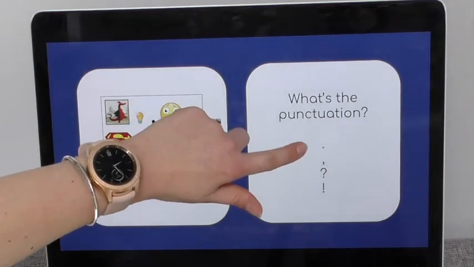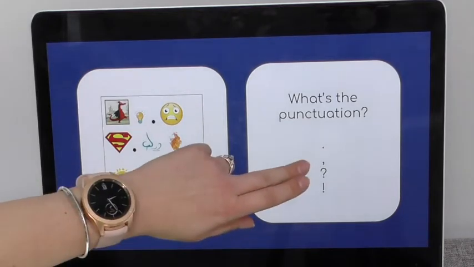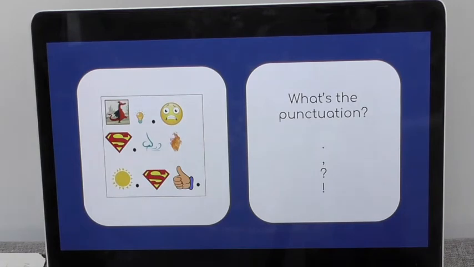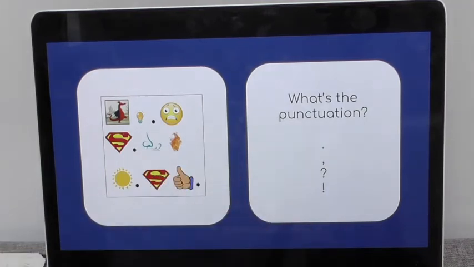Here we've got a full stop, which will show us that it is the end of a sentence, the end of one idea. Here we've got a comma that will be used to break up parts of a sentence, for example in a list, or it will be used between adjectives, for example. We've got our question mark here, and that shows that a question is being asked and therefore it would need a reply. And we've got an exclamation mark which shows surprise.